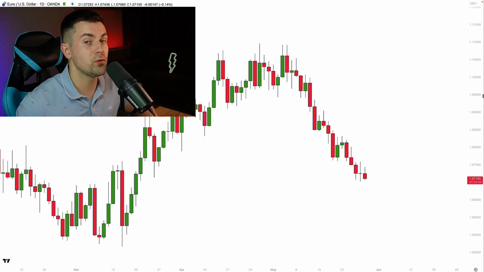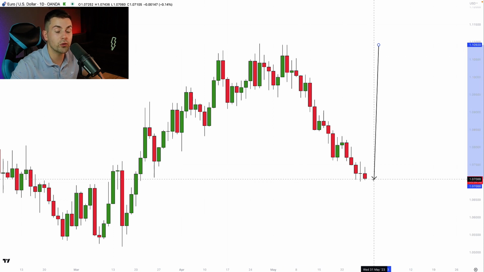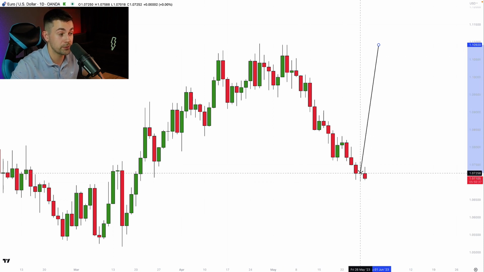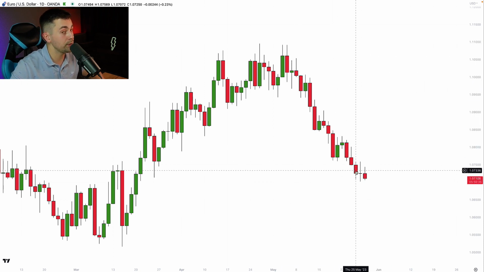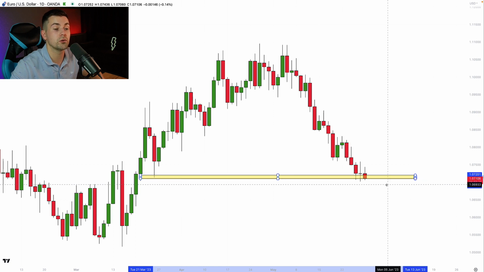Now, important update for euro dollar pair. We are in a daily time frame, and you can see that for a quite long period of time, euro dollar keeps falling. But even though the market is very bearish, the fact is that at the moment the pair is approaching a very important horizontal structure support.